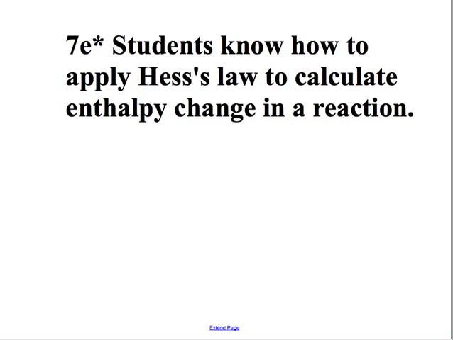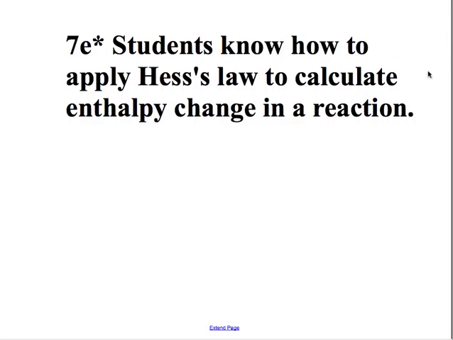Hess's law. Standard 7E says students know how to apply Hess's law to calculate enthalpy change in a chemical reaction. Now there's many ways to calculate enthalpy, and we're going to look at two. The first one here is going to be Hess's law. Later on you will use calorimetry to find enthalpy, but there's others. In AP Chem you will learn about those, but even here we're going to focus on Hess's law.